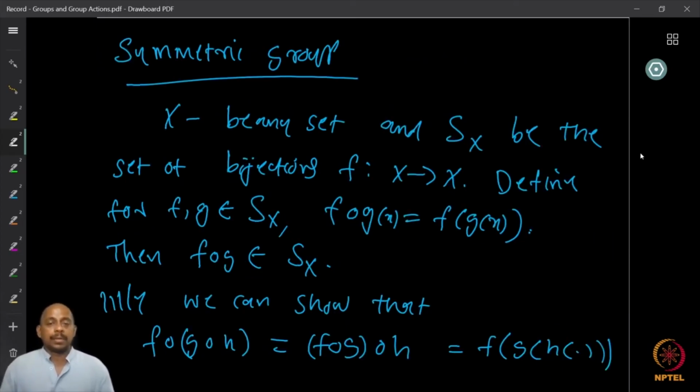Now, a very important group that we will come across many times in the next few lectures is the symmetric group. So, symmetric group is the set of all permutations of a set. So, take any set, look at all possible permutations of the set, then this forms the group of symmetries or symmetric group. So, why is it called symmetric group?